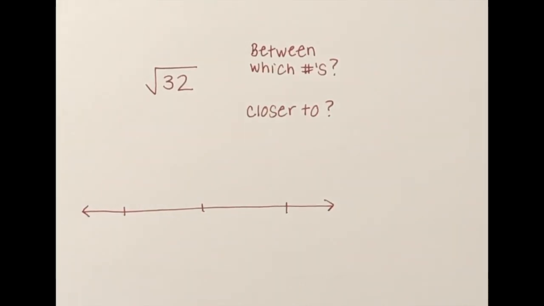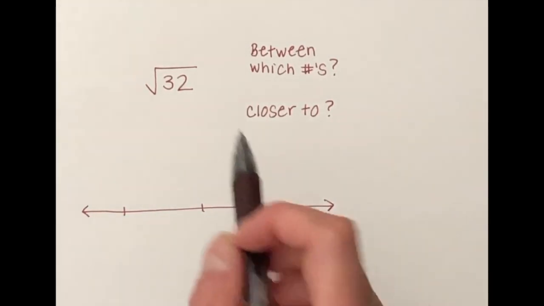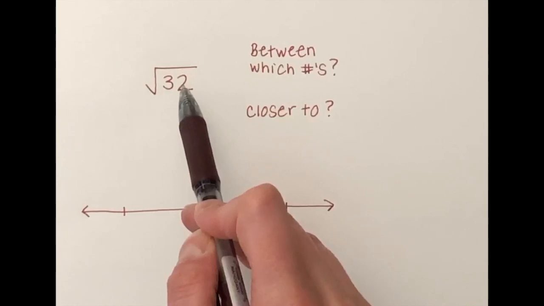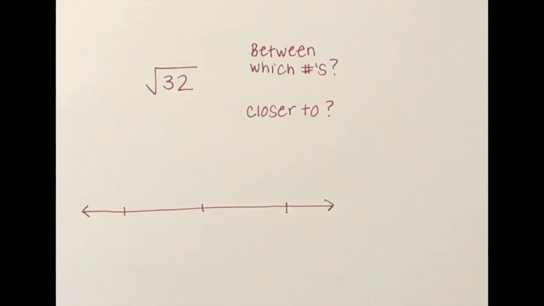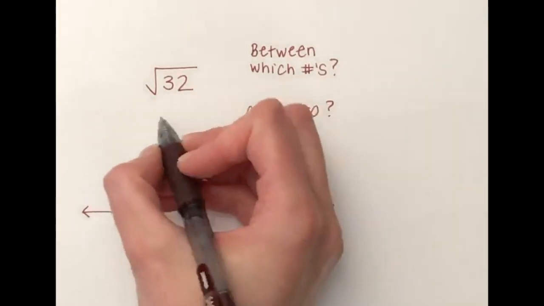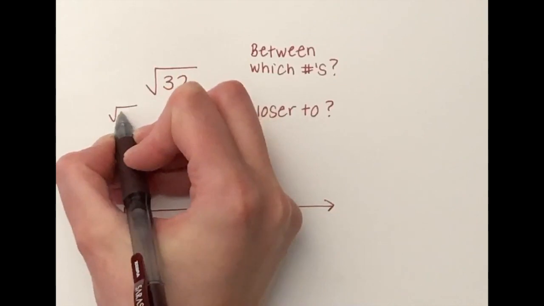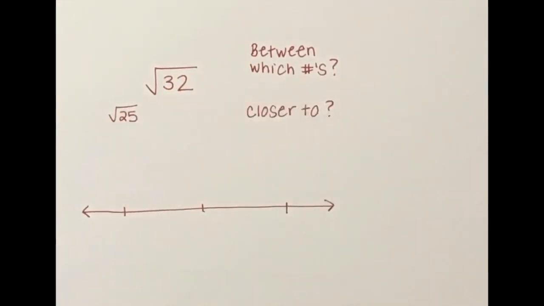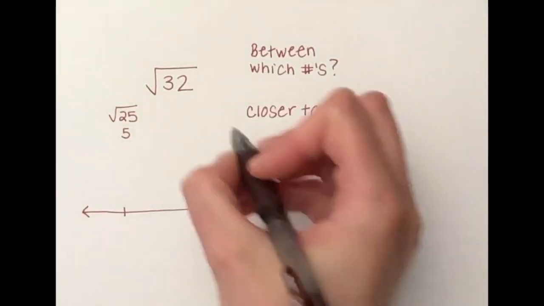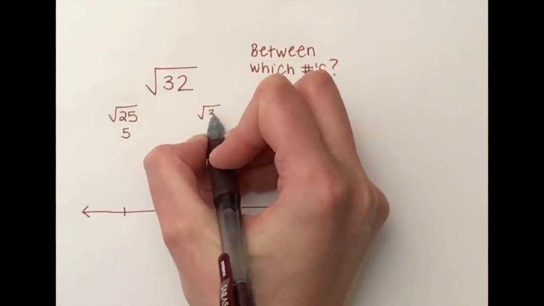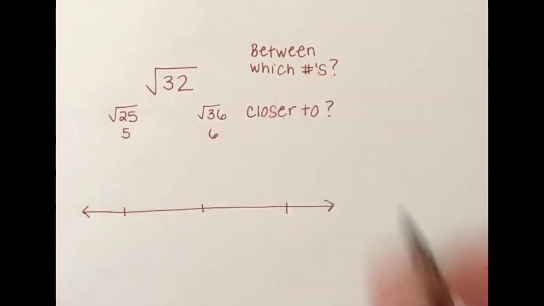So all this relies on you knowing your first 12, at least, perfect squares. So when I think about the first 12 perfect squares, I'm going to think about the closest perfect square that is above 32 and the closest perfect square that is below 32. And I know that the one below 32 is the square root of 25, which we all know is 5. And the one above 32 is the square root of 36, which we all know is 6.